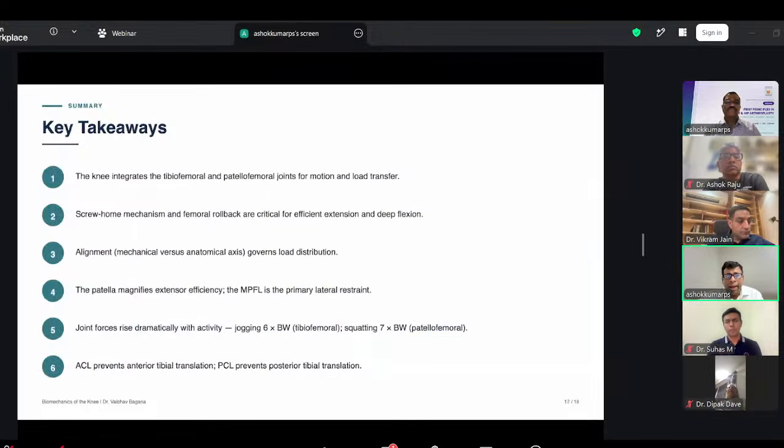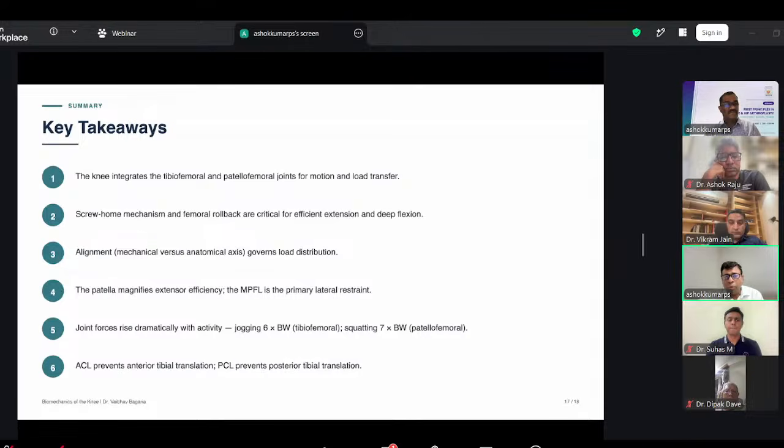So in the end, the key takeaways are that the knee basically is two joints, the tibiofemoral and the patellofemoral joint. The screw home mechanism and femoral rollback are critical for understanding efficient extension and deep flexion of the knee. I think these are two critical concepts that one must understand. The alignment, we'll talk more about it in detail. Mechanical, anatomical, kinematic governs the load distribution. The patella magnifies the extensor efficiency, and the MPFL is the primary lateral restraint.